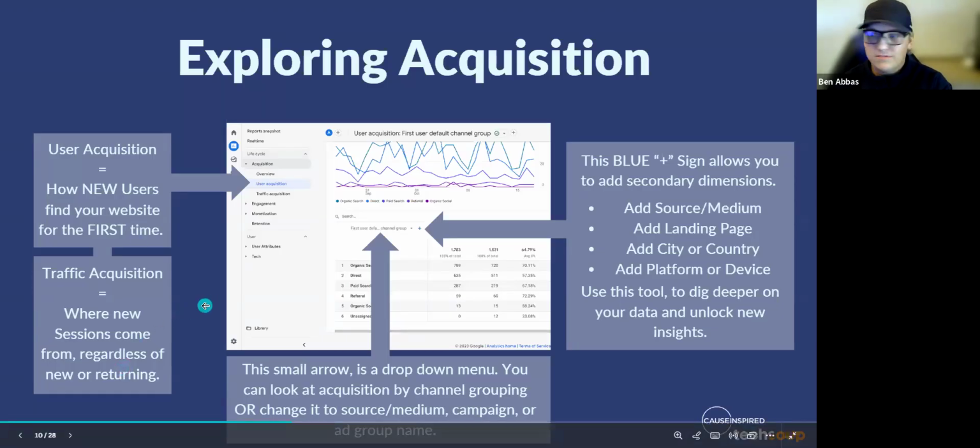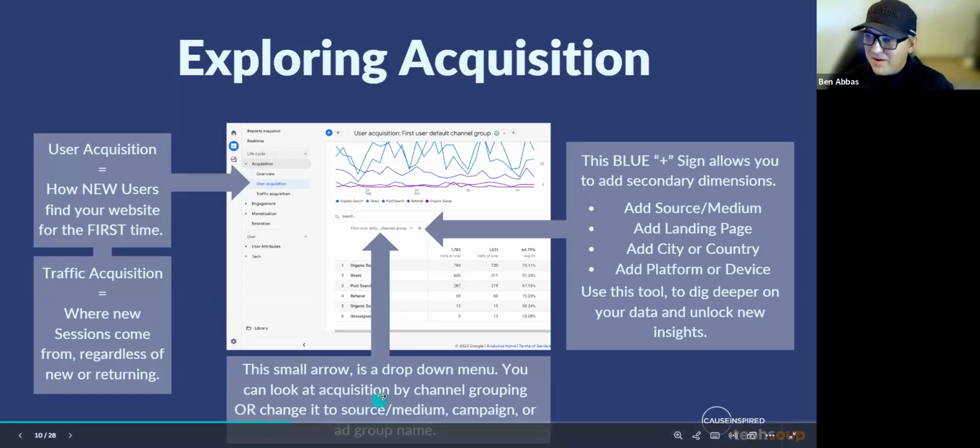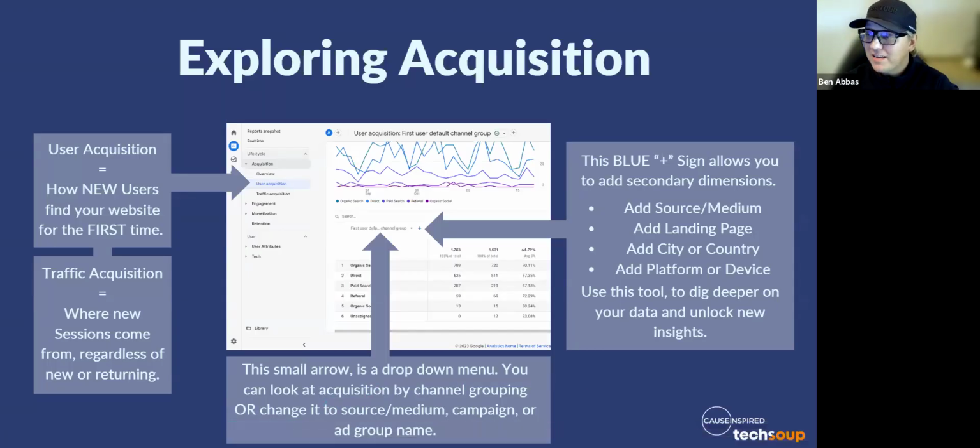Traffic acquisition is where sessions come from regardless of new or returning. The small arrow, which we will go in depth with, I promise, is a small drop-down menu. You can look at acquisition by channel grouping or change it to source medium, campaign, or ad group name. And then finally, really important, that tiny little blue plus sign, which will become more prevalent, maybe the most important tool on this whole page.